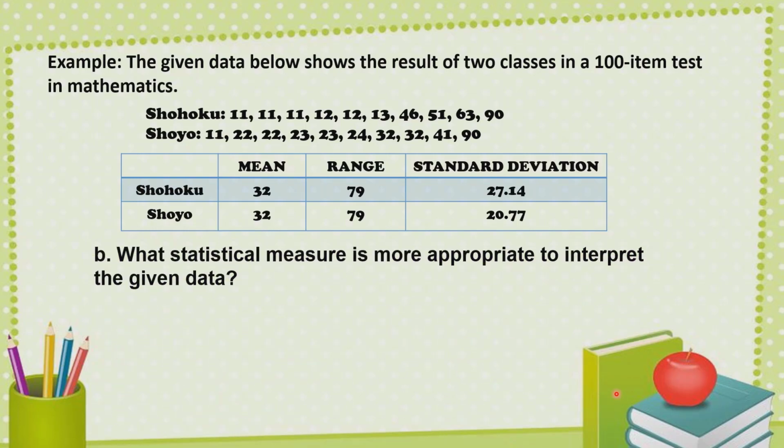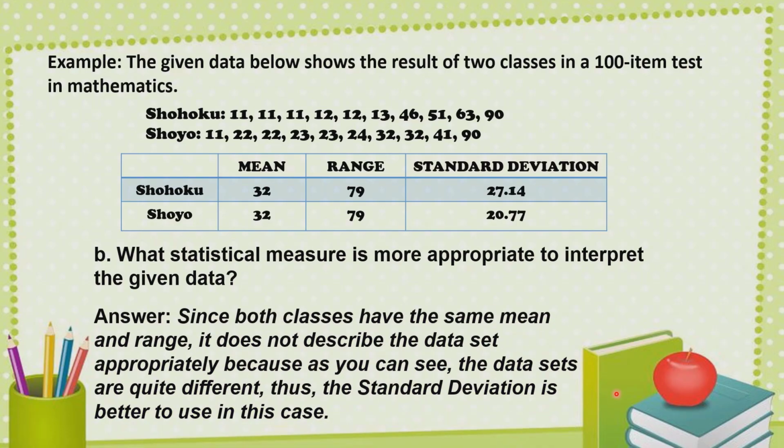What statistical measure is more appropriate to interpret the given data? Since both classes have the same mean, which is 32, and range, which is 79, it does not describe the dataset appropriately because, as you can see, the datasets are quite different. Thus, the standard deviation is better to use in this case.